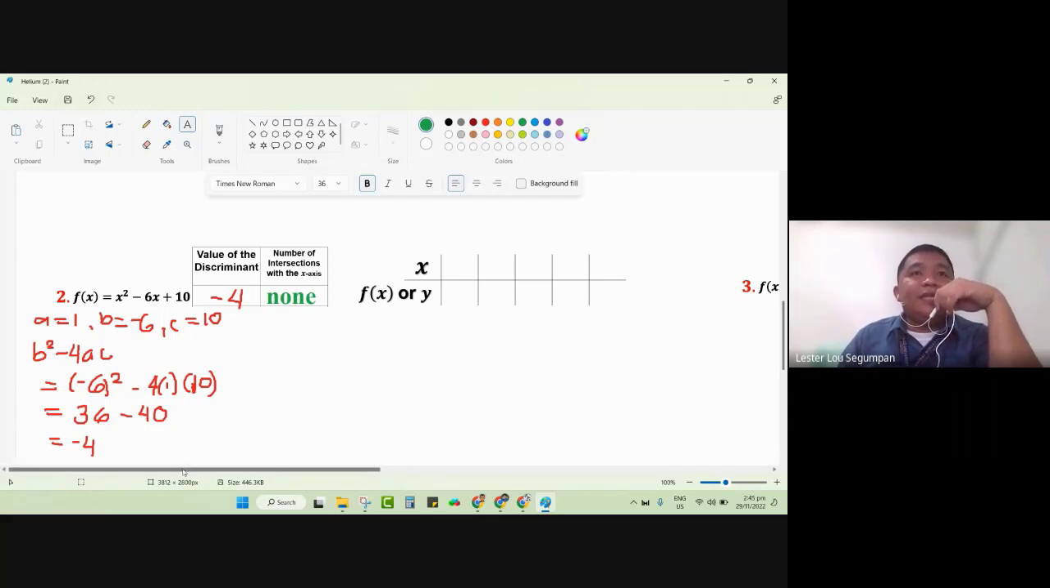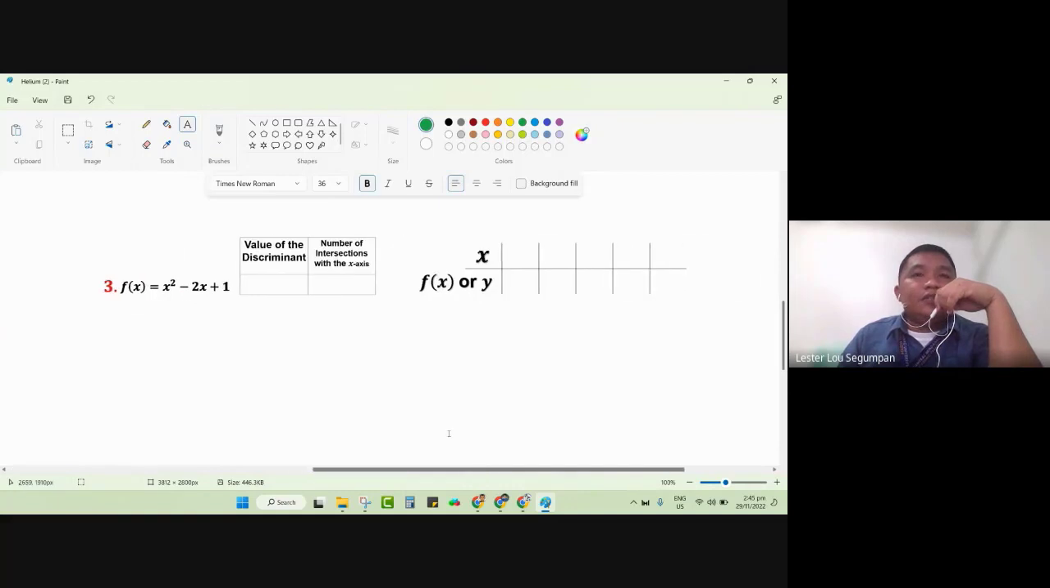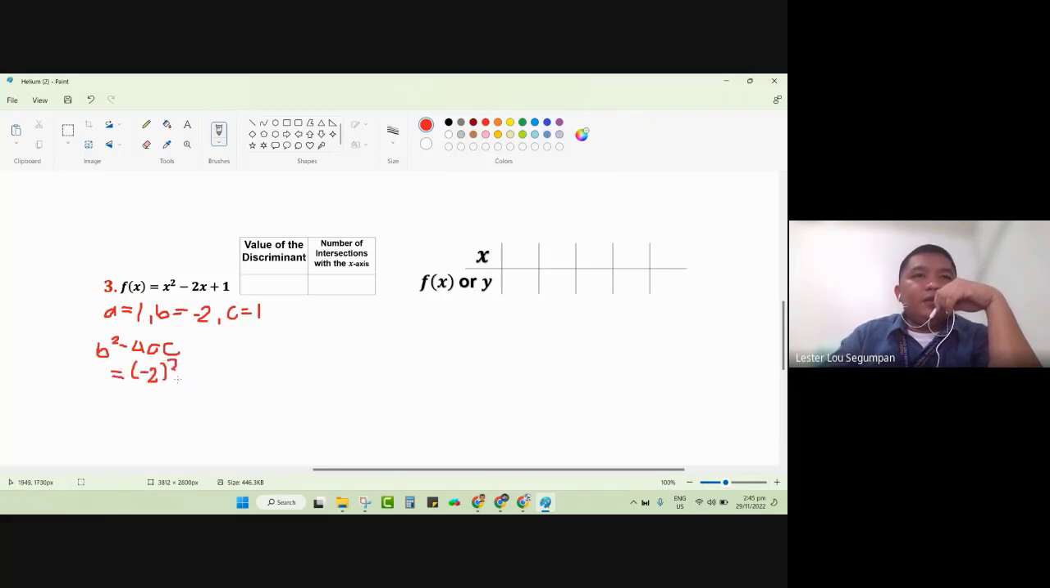Let's finish this prediction using the discriminant for number 3. So the discriminant again will use the coefficients. A here is 1, B is negative 2, and you have the coefficient C, which is 1. The discriminant is b squared minus 4ac. And when you substitute them, you have negative 2 squared minus 4 times 1 times 1. Negative 2 squared is 4, minus 4. The result of the discriminant is 0.